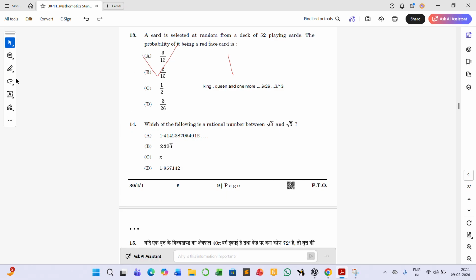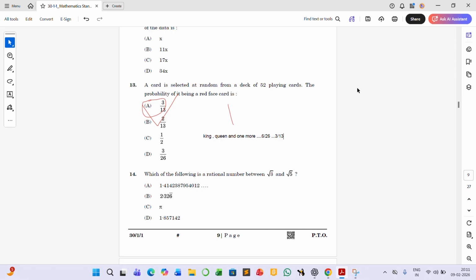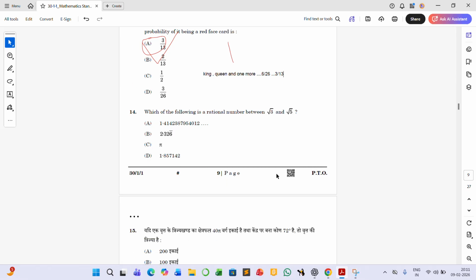Oh, I marked it wrong. Okay, done. Did you understand it? See, there are 52 cards. Half of them are red, so total red cards are 26. Face cards are those cards which contain the faces or symbols of monarchy. There are three face cards in a group of 13, so in 26 cards we must have 6 face cards. If we divide numerator and denominator by 2, we get 3 upon 13.